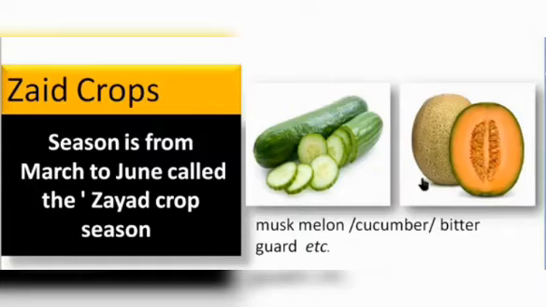Okay, next is Zaid crops. These crops are sown between Rabi and Kharif season, that is March and June. Some of the crops produced during this season are watermelon, and then second one is muskmelon, and third one cucumber, vegetables and some fodder crops.